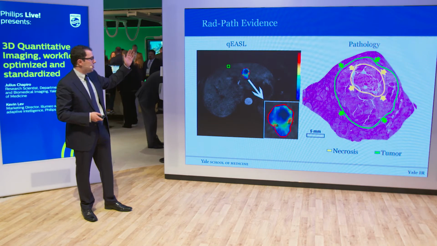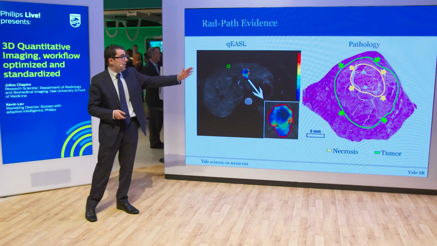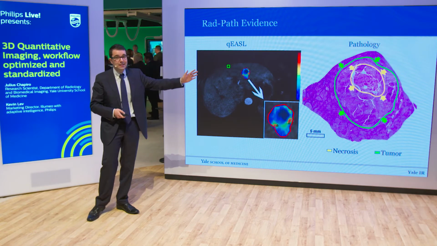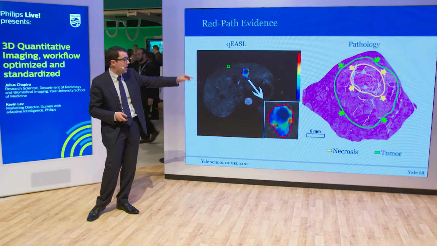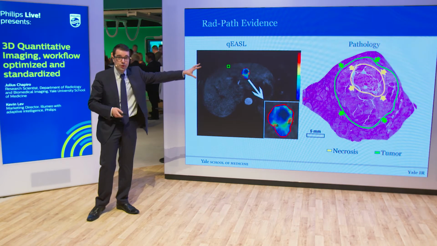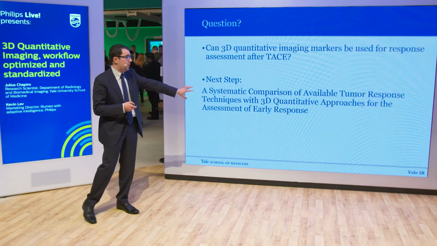If you look at the images, QEASL provides you a quantitative map of the tumor enhancement, and at the same time, if you look at pathology, you see that this is exactly the overlap. You see the viable tissue around the necrotic core after the embolization, and we could see in those people who got their tumors explanted that what we do in imaging absolutely represents pathology.